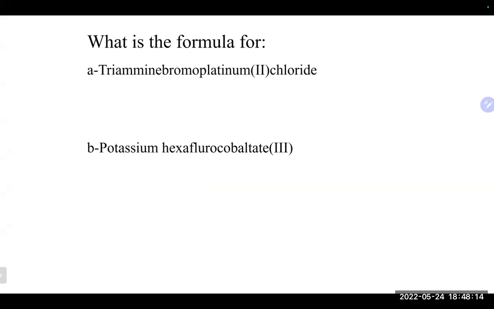All right, 2 more here. Let's do a little bit of formulas for each of these. Triamminebromoplatinum(II) chloride, and potassium hexafluorocobaltate(III). So once again, I'm just going to pull out the parts. Tri means 3, ammine means NH3. So I definitely got an NH3 in 3 of them. That takes care of that part. I got a bromo, which is a Br, takes care of that part. And I got a platinum that has a +2 charge. So putting all that together, put these in like so.